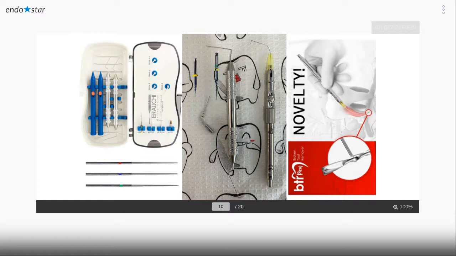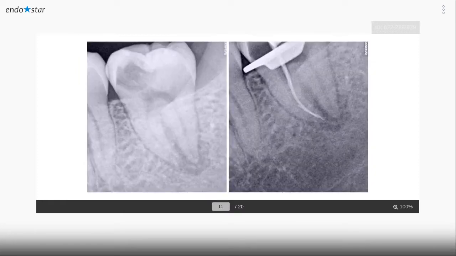As soon as the broken file is loose in the root canal, I use the BTR pen. I use the loop technique to grab the file. With this system, I'm able to grab the file very tight and to take it out. And we will see a few cases where I apply this technique.